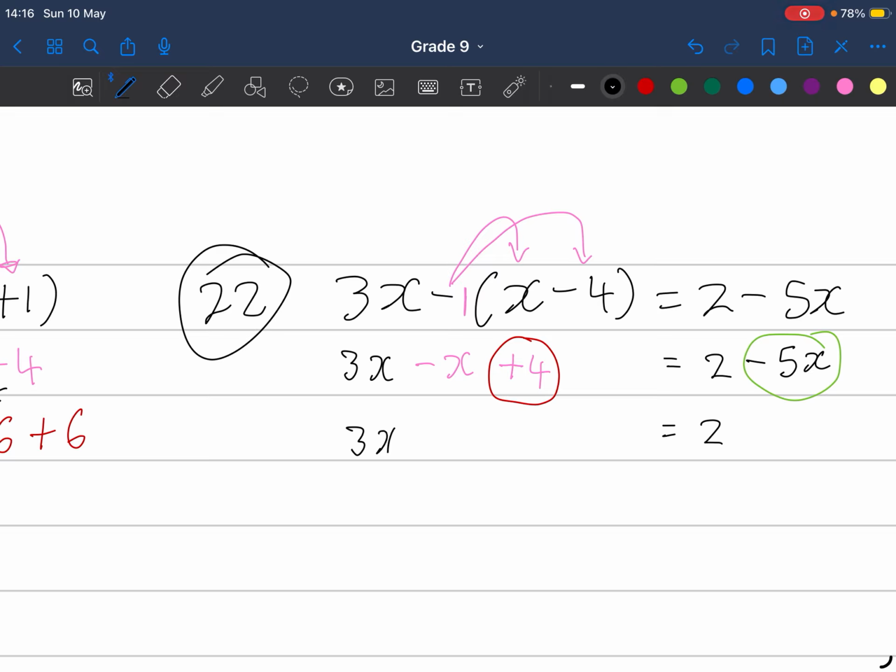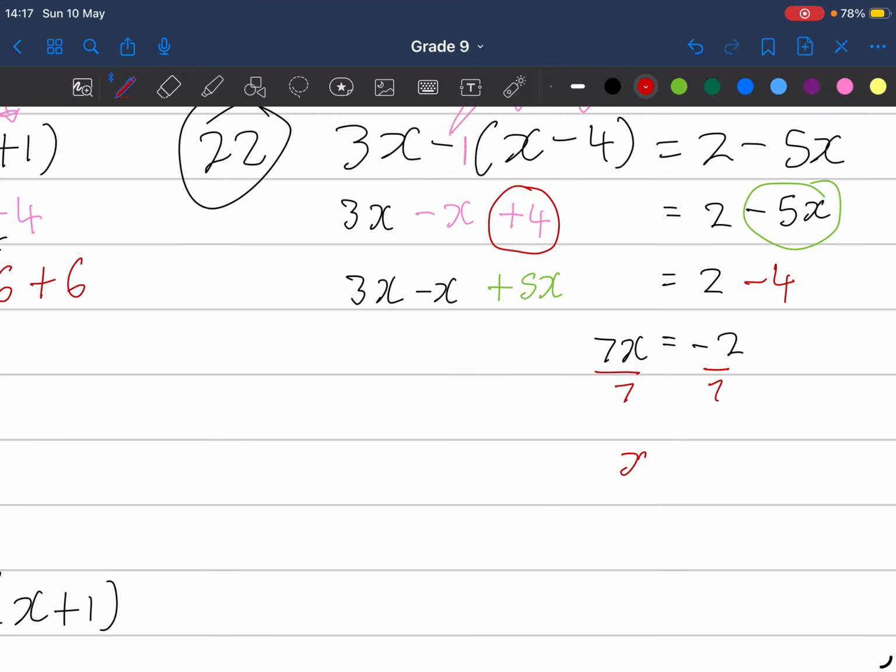2, 3x minus x. Now the minus 5x will become a plus 5x, and the plus 4 will become a, sorry, let me just put this in green. Plus 5x, and the plus 4 will become a minus 4. So that's equal to negative 2. 3x minus x is going to be 2x, plus 5x is going to be 7x. And then you can divide both sides by 7, and x is equal to negative 2 over 7.